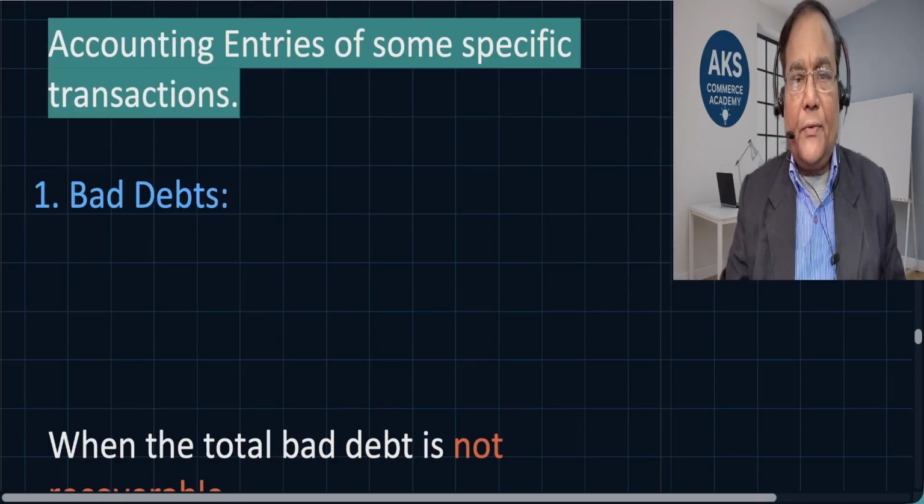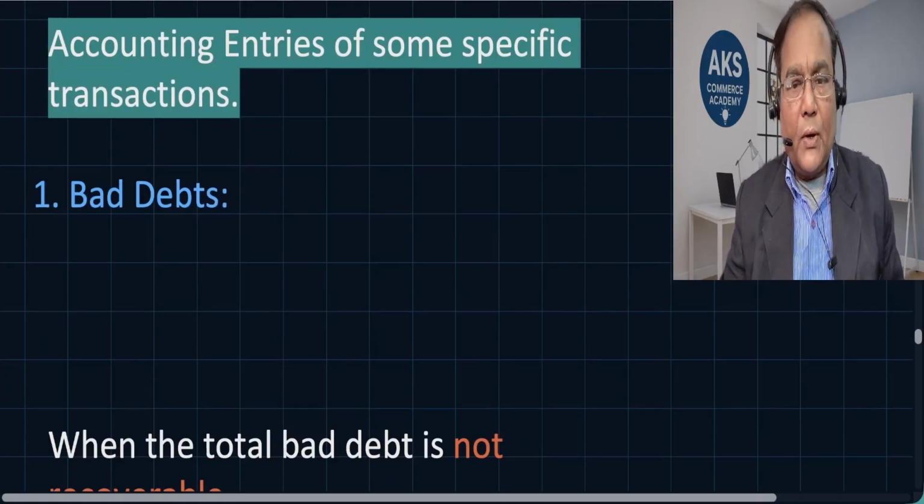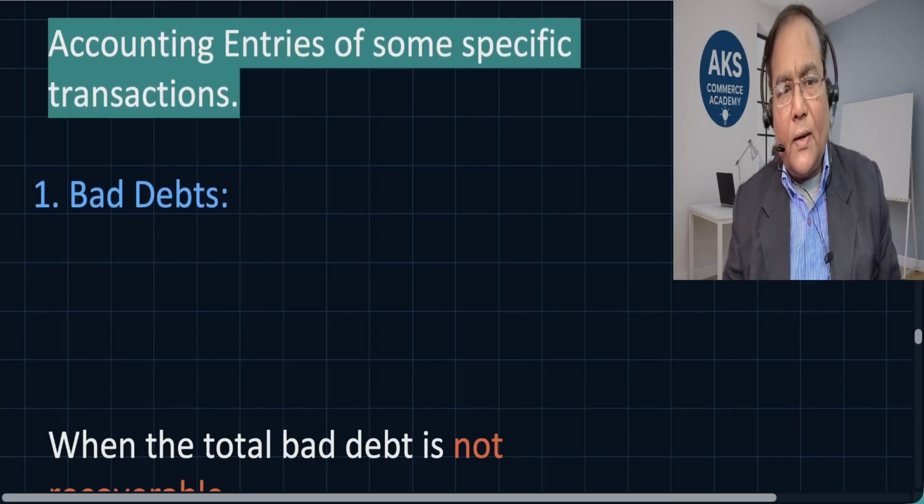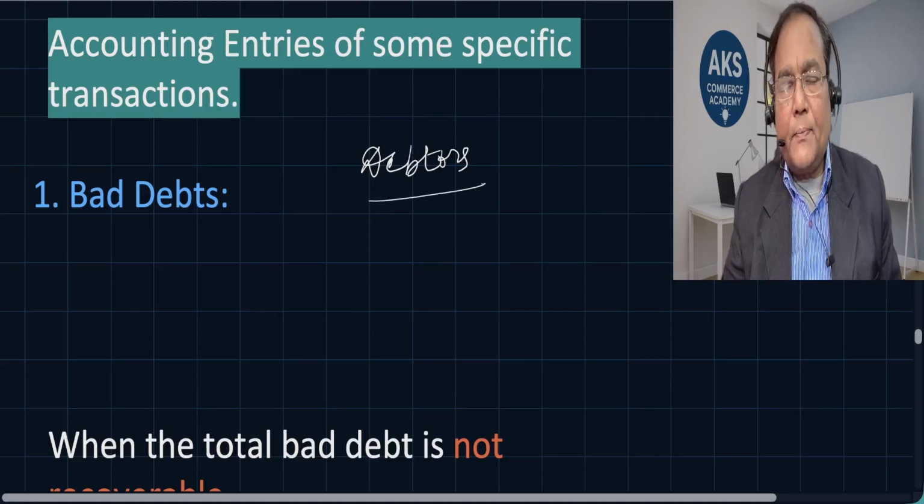The entries of some specific transactions. So what are these specific transactions when we talk about? So bad debts. Now let me explain to you what are bad debts. Debtors are the people from whom we have to receive money, usually for goods sold on credit. Goods sold on credit. All right. So they have to pay us.